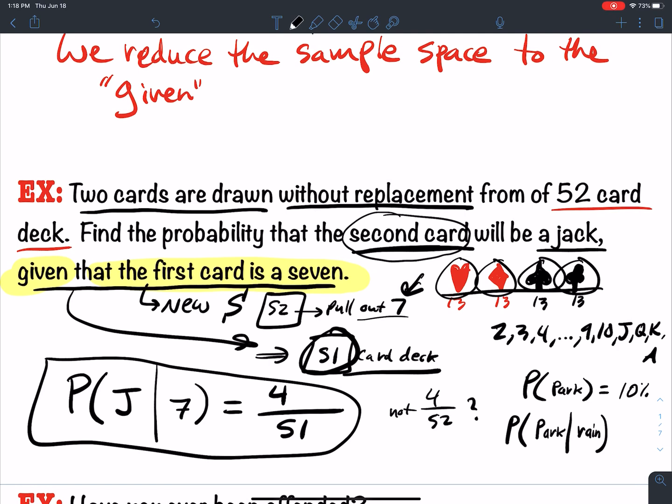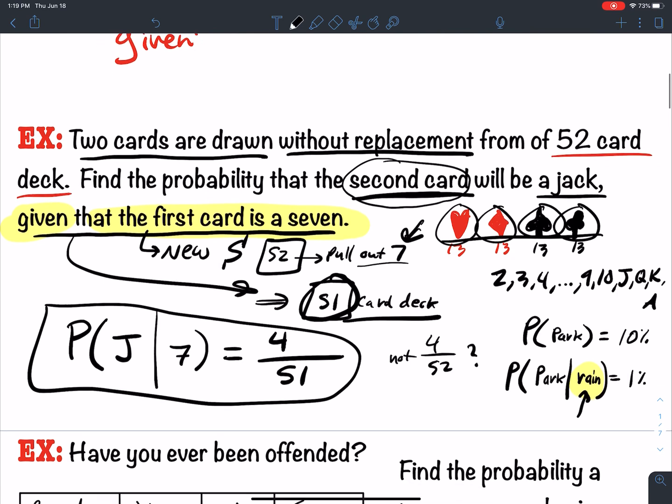But the thing is, when we restrict the new sample space to only the times where it's raining, that restricts it to not be times when it's not raining, okay? So that chance of going to the park, if you don't like to get rained on, now maybe it's like a 1% chance we're going to go to the park if it's raining, which I don't even know why you go to the park when it's raining. But regardless, you're limiting the days down now, instead of any day that you could go to the park, to only days where it's raining that you would go to the park. So you're restricting your sample space to what's given. That's the idea for conditional probability.